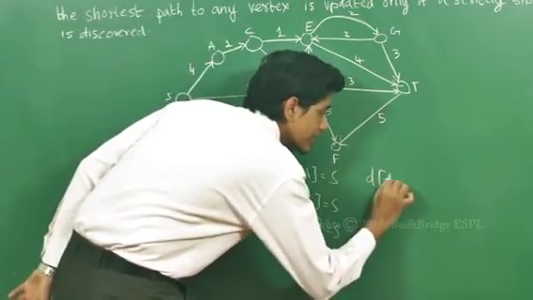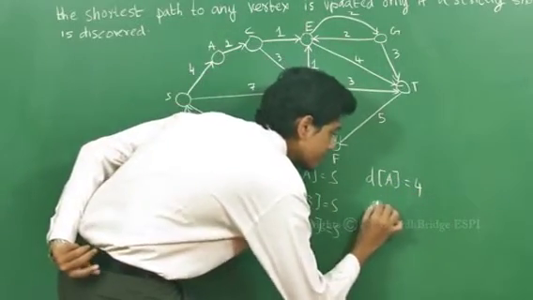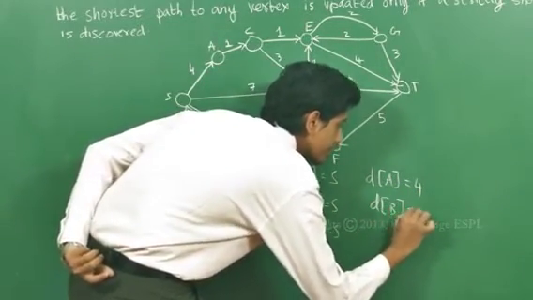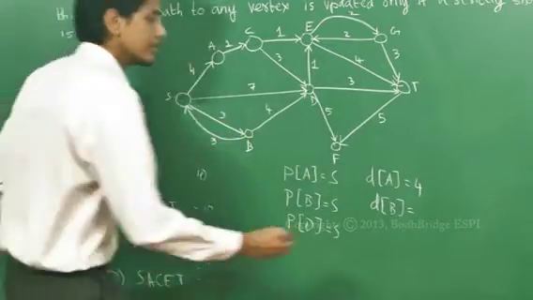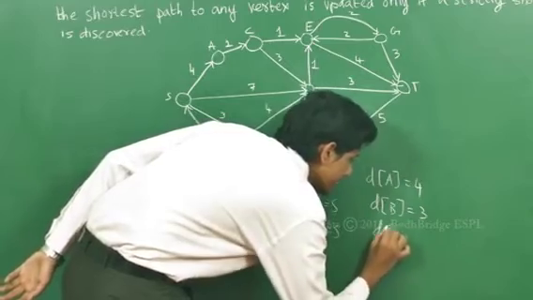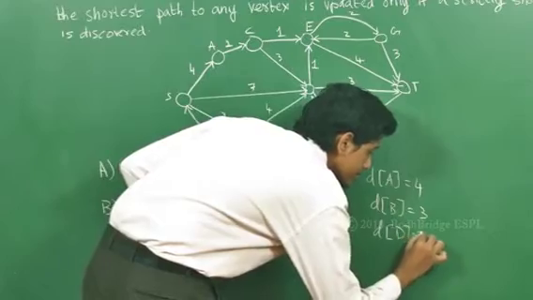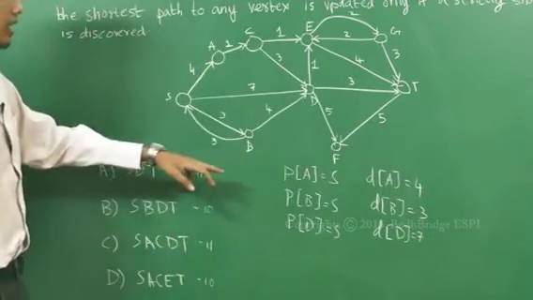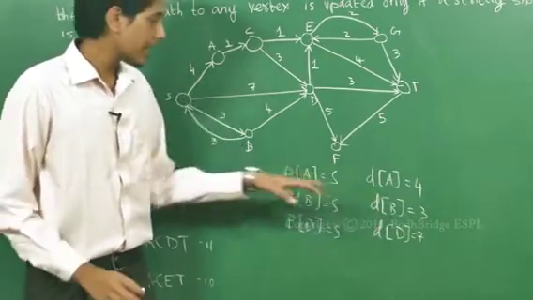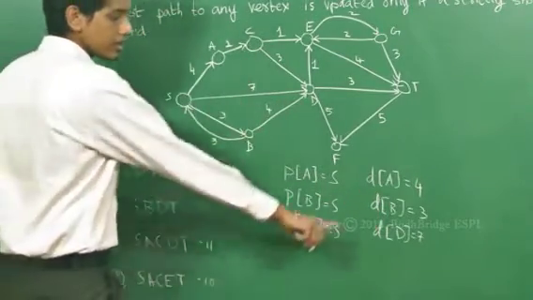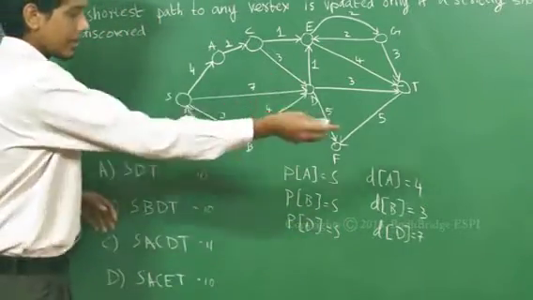So distance of A will become 4, distance of B from S, we are calculating only from S here. So distance of B from S is 3 and distance of D from S is 7. Next, of these distances, you take the node with the least distance and explore its neighbors. So here B is the least distance, 3. Now you explore its neighbors.